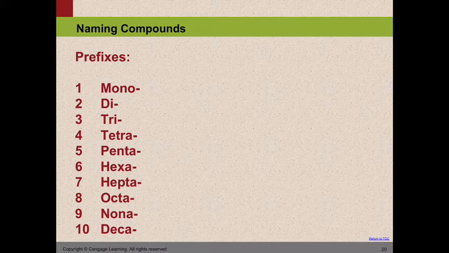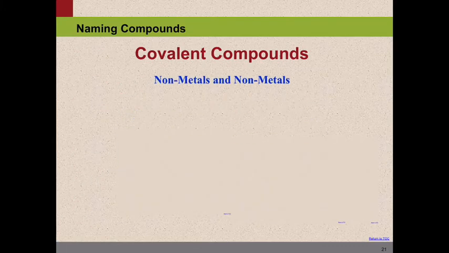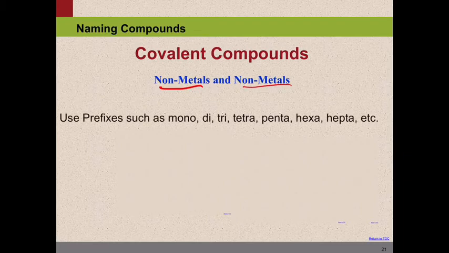And remember, anytime we're looking at a compound, the prefixes tell us how many atoms there are. So if I have CH4, that'd be carbon tetrahydride. CF3, carbon trifluoride. BF2, boron difluoride. C2Br3, dicarbon tribromide. Quick little notes here. Remember, nonmetal to nonmetal. Use prefixes.